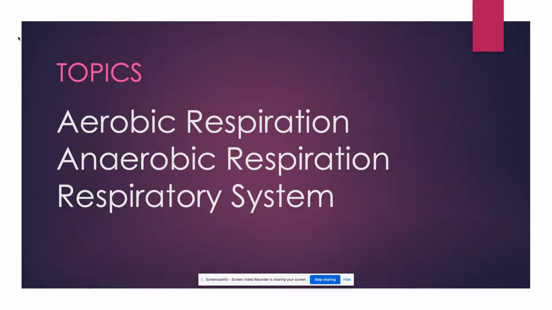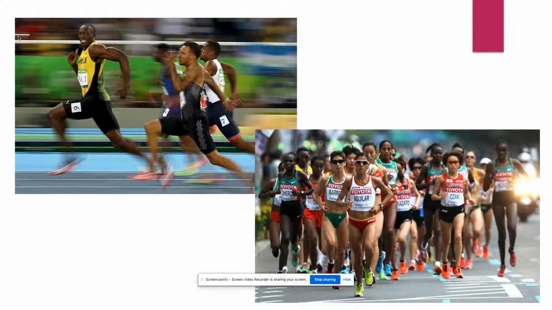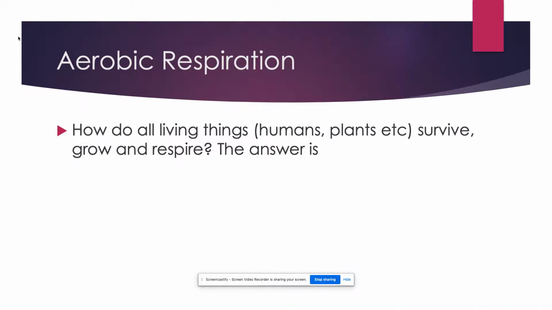In this presentation, we're going to go through aerobic respiration, anaerobic respiration, and the respiratory system. Have a look at these two pictures. They are both athletics events. One of them is short sprinting and the other one is long distance running. Both of them are going to use a different type of respiration, a different type of breathing. So we're going to start with aerobic respiration.